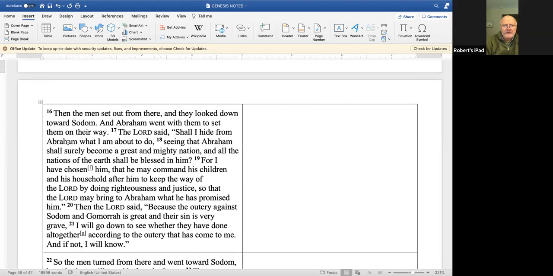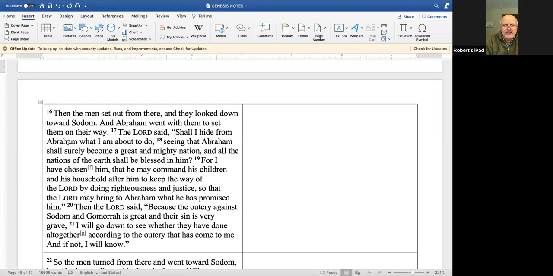Then the men set out from there, and they looked down towards Sodom. And Abraham went with them to set them on their way. The Lord said, "Shall I hide from Abraham what I am about to do, seeing that Abraham shall surely become a great and mighty nation, and all the nations of the earth shall be blessed of him? For I have chosen him, that he may command his children and his household after him to keep the way of the Lord by doing righteousness and justice, so that the Lord may bring to Abraham what he has promised him."